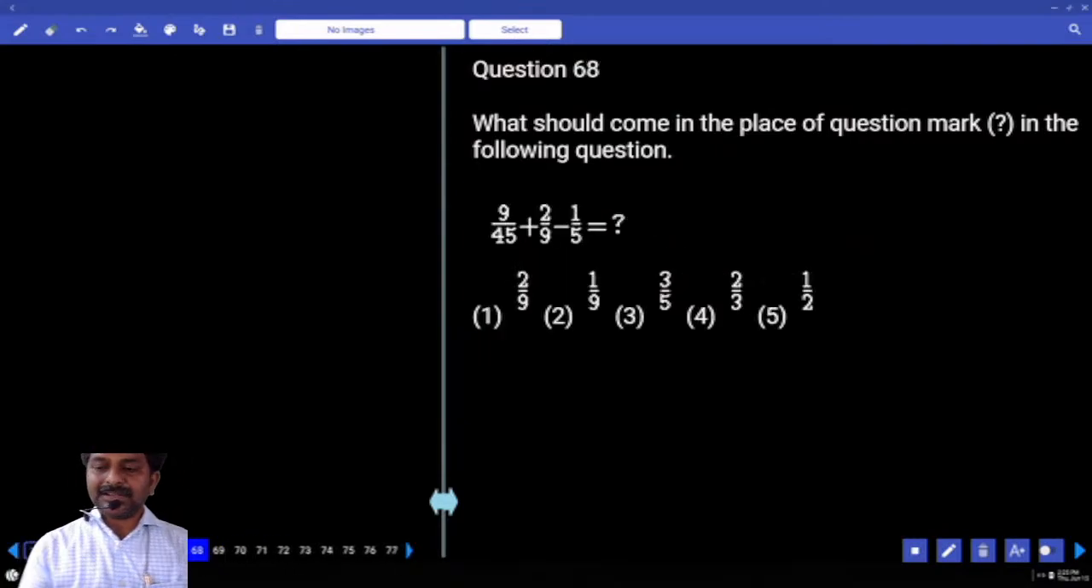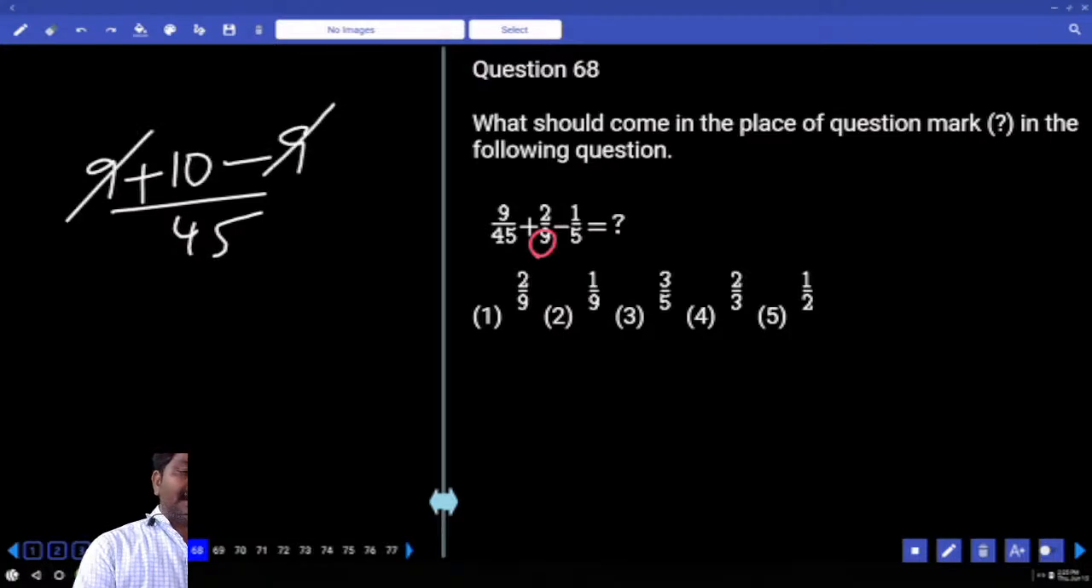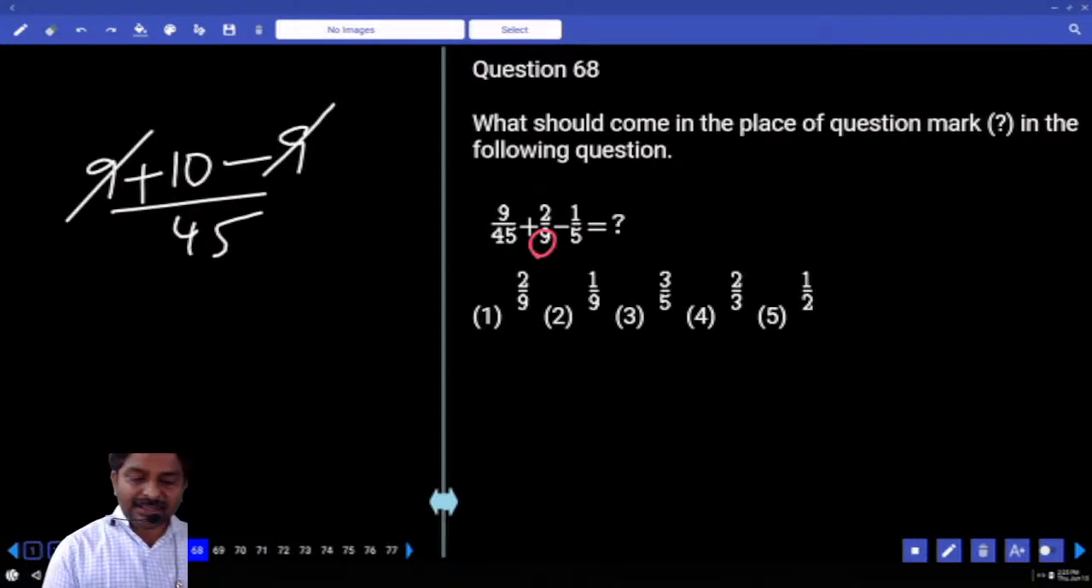Over LCM 45. How many times? 9. 9 how many times? 5. 5 into 2, 10. Minus 5 how many times? 9 times. Plus 9 minus 9 gets cancelled. 10 by 45, 2 by 9.